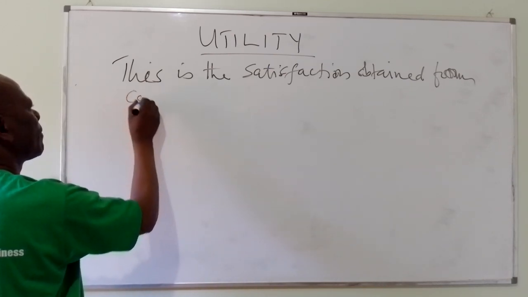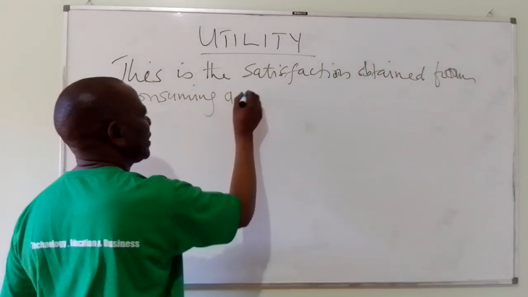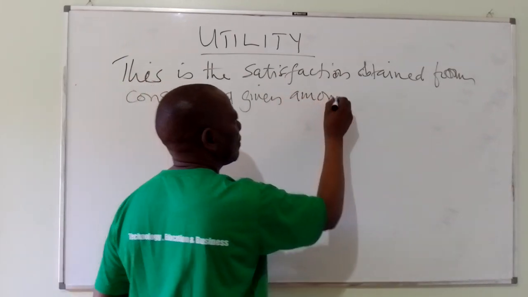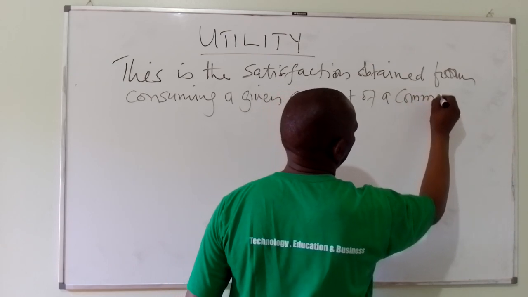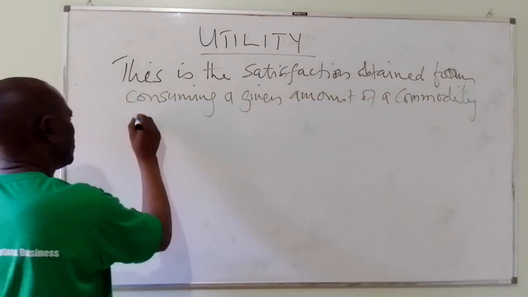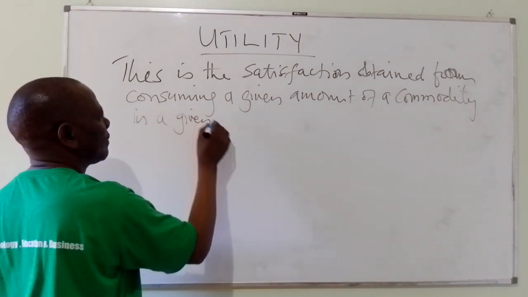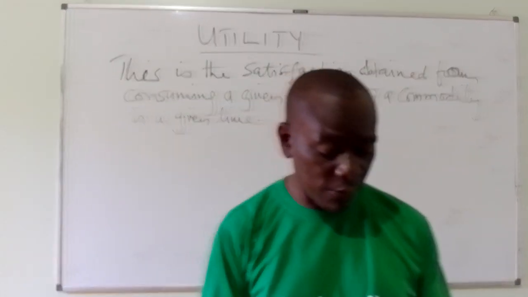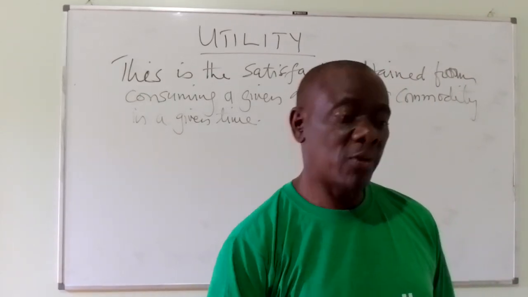So we say utility is the satisfaction obtained from consuming a given amount of a commodity. It is important to add in a given time, because this satisfaction changes over time. It cannot be static, cannot be the same all the time.